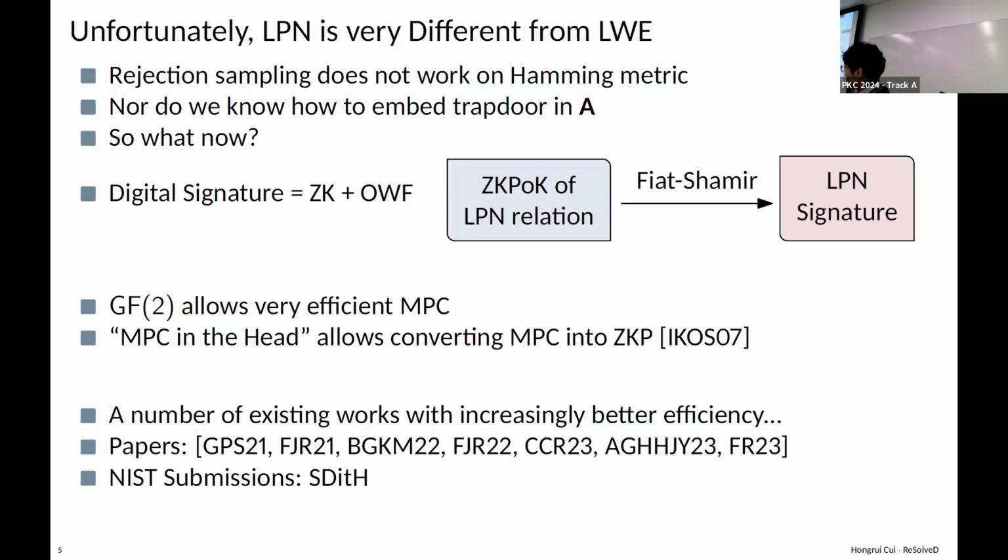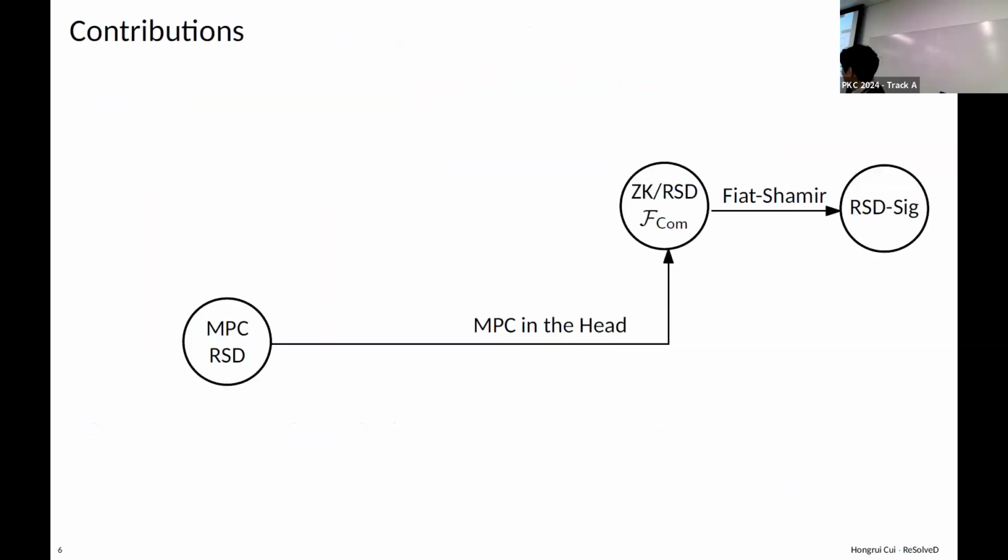Therefore, a number of works follow this paradigm, and they report increasingly better efficiency. Among them, there is a submission to the previously mentioned NIST competition. So previous works essentially follow this diagram: we first design an MPC protocol, then convert it into a ZK protocol.